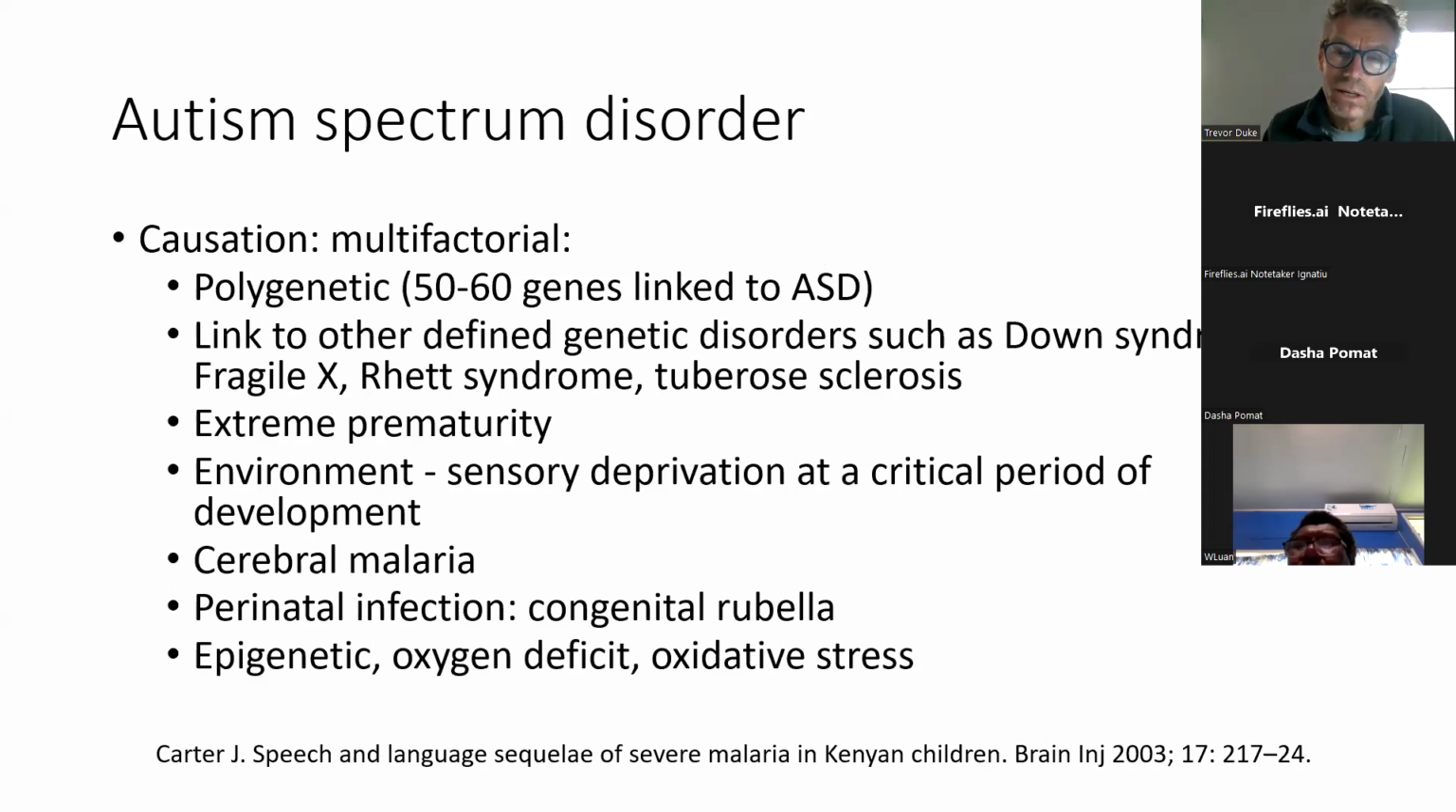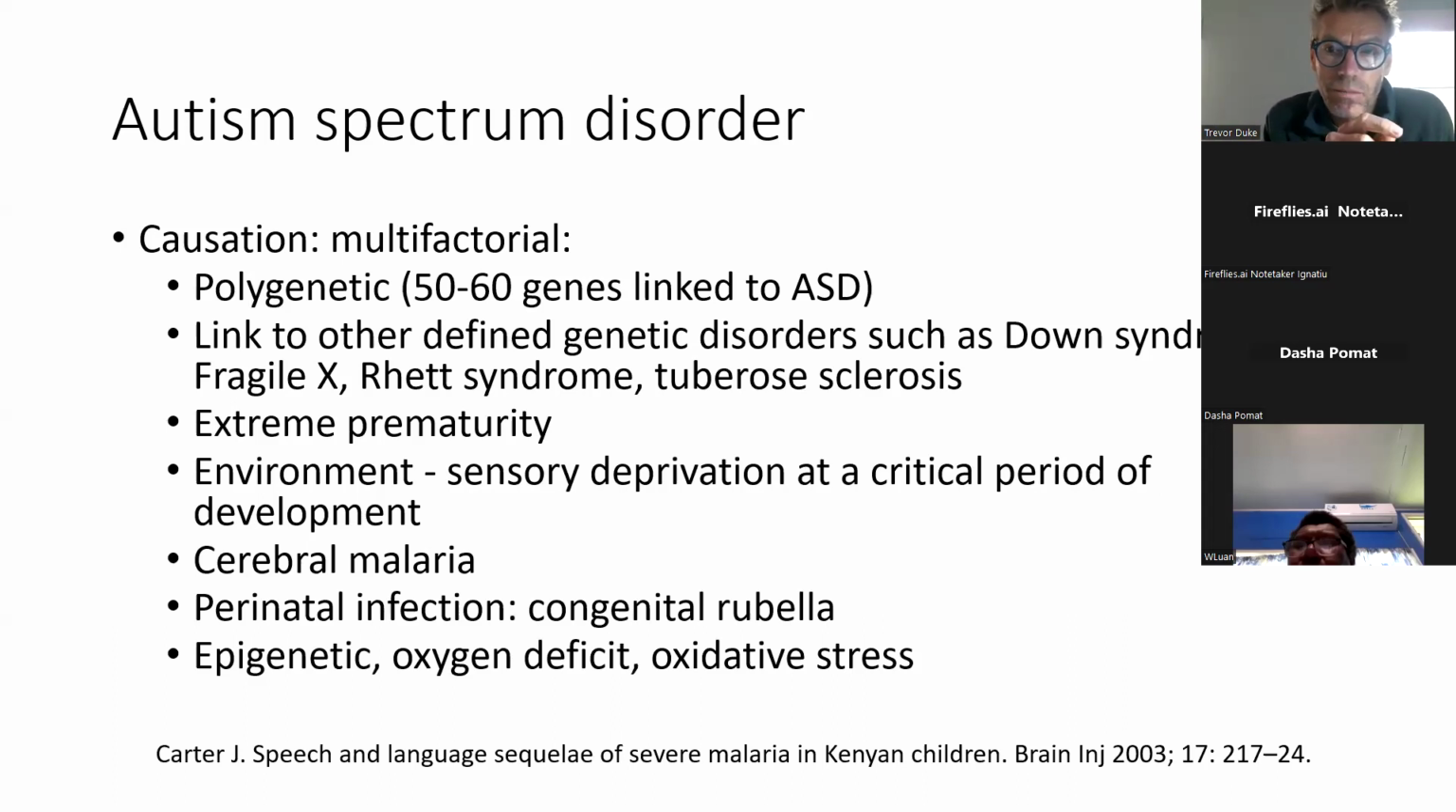The causation of autism is quite complex. We know that, I think I spoke to this in the genetics lectures, there's around 50 or 60 genes that are linked to autism. Not one gene that causes autism, but many different gene mutations that are linked to autism spectrum disorder, ASD.